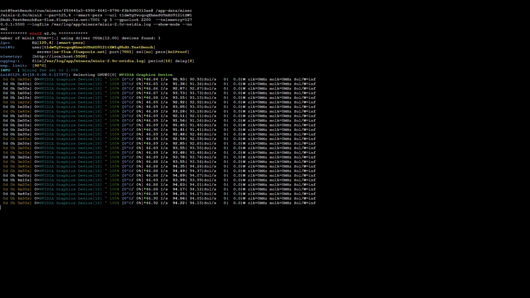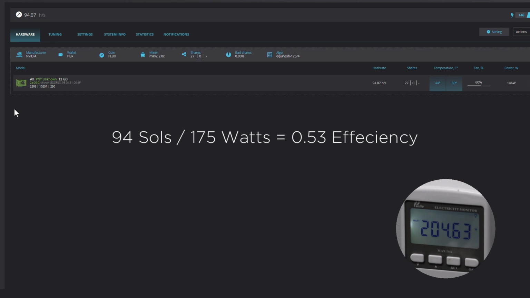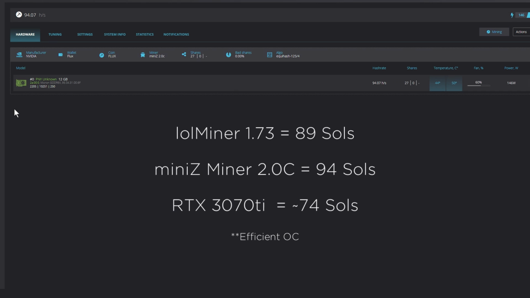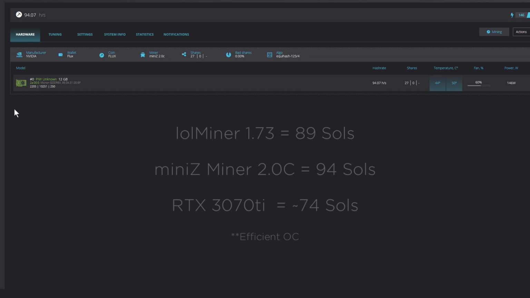When it comes to Flux, I'm also curious about what MiniZ Miner can do. Let's take a look. While using the same overclocks as before, MiniZ is achieving a bit more productivity at 94 solutions, while pulling nearly the same amount of power, delivering a slightly better efficiency of 0.53. In my opinion, I do think Flux is a viable project for the 4070 Ti. I also want to note that if you increase your core clock, you can achieve over 100 solutions, but at the cost of a higher energy draw.